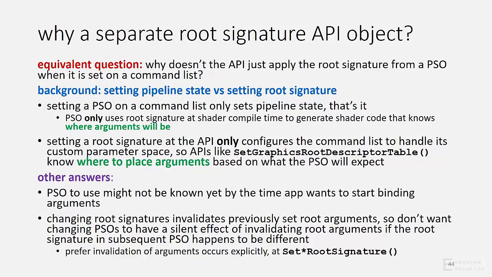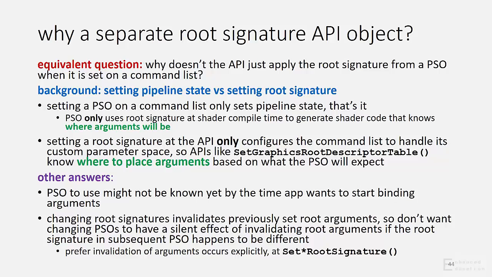Here's a question that gets asked a lot, and that is, why is there a separate root signature API object from the pipeline state object? Or said another way, when a PSO is set on a command list, why isn't the root signature that's already a part of that PSO just set on the command list at that time, rather than the application having to go and set the root signature separately?